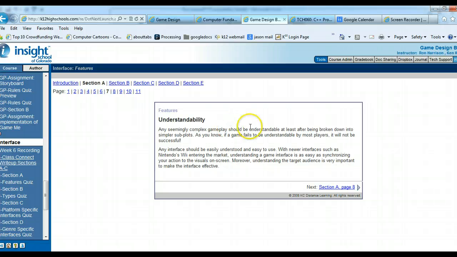Understandability. So complex gameplay needs to be understandable, because if people don't understand it, it won't be successful. Interface needs to be easy to use, like Wii and those types of things. So those are the things that are really important. But making things understandable, and I think I had a question about that.